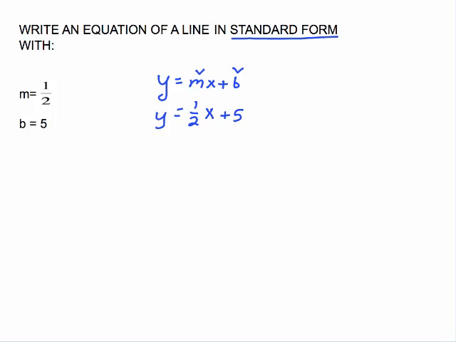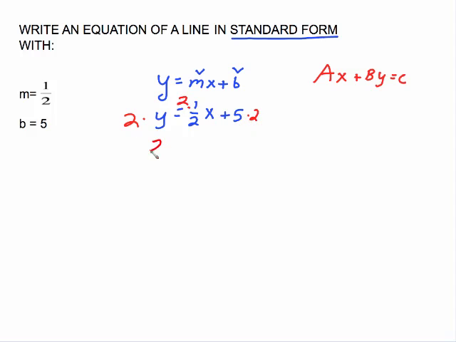But the directions asked for standard form, so we need to go through the steps to get this in standard form. Remember, your standard form is ax plus by equals c. So I need to manipulate this around so it looks like this. And the first thing I need to do is get rid of fractions. Standard form does not allow any fractions. So the easy way to do that is to multiply everything by that denominator of 2.